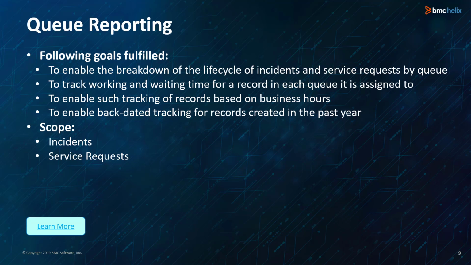During the ownership by each queue, the records are in working and waiting states. It is necessary to break down the period of ownership into these buckets. Some service desks have service level agreements by business hours. They require tracking of queue ownership by business hours. This feature also facilitates the backdated tracking of records created in the past year. The scope of queue reporting is incidents and service requests.